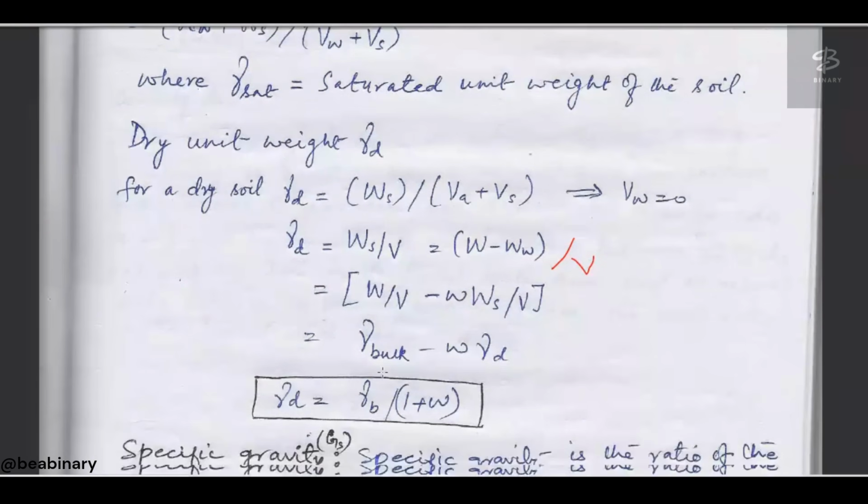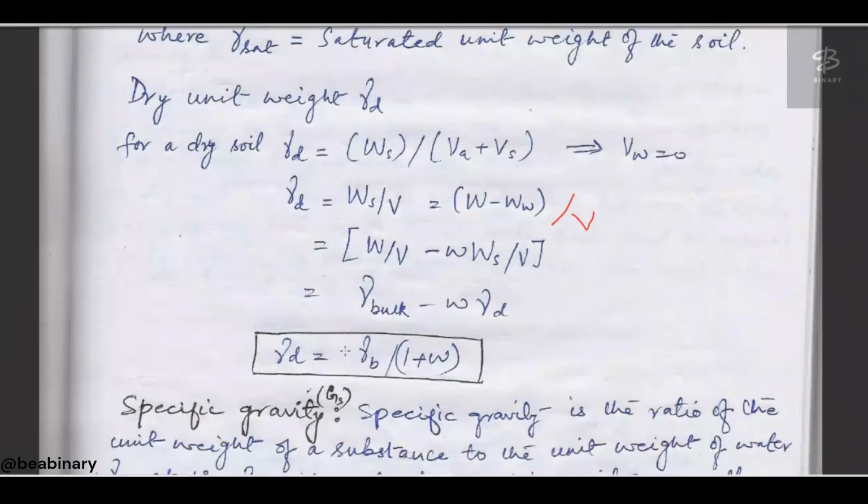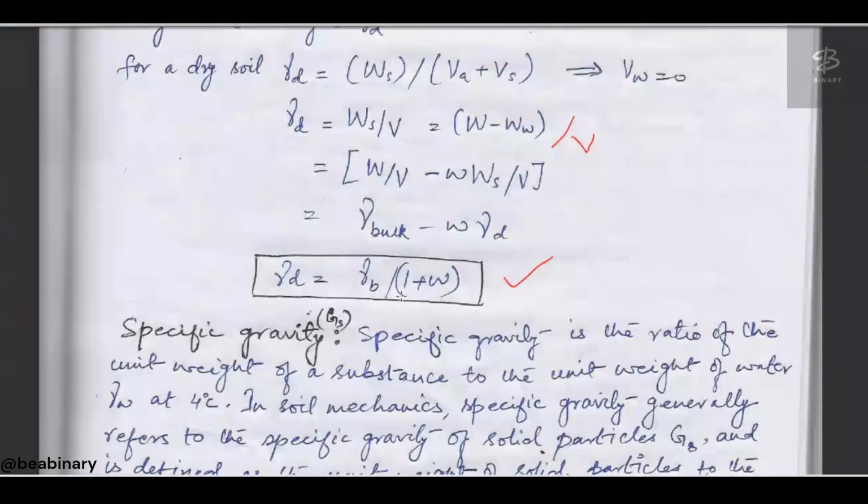So gamma bulk minus weight of water content into gamma D is the dry weight of the soil, and gamma D is equals to this. This is the formula we are going to use in the numericals.